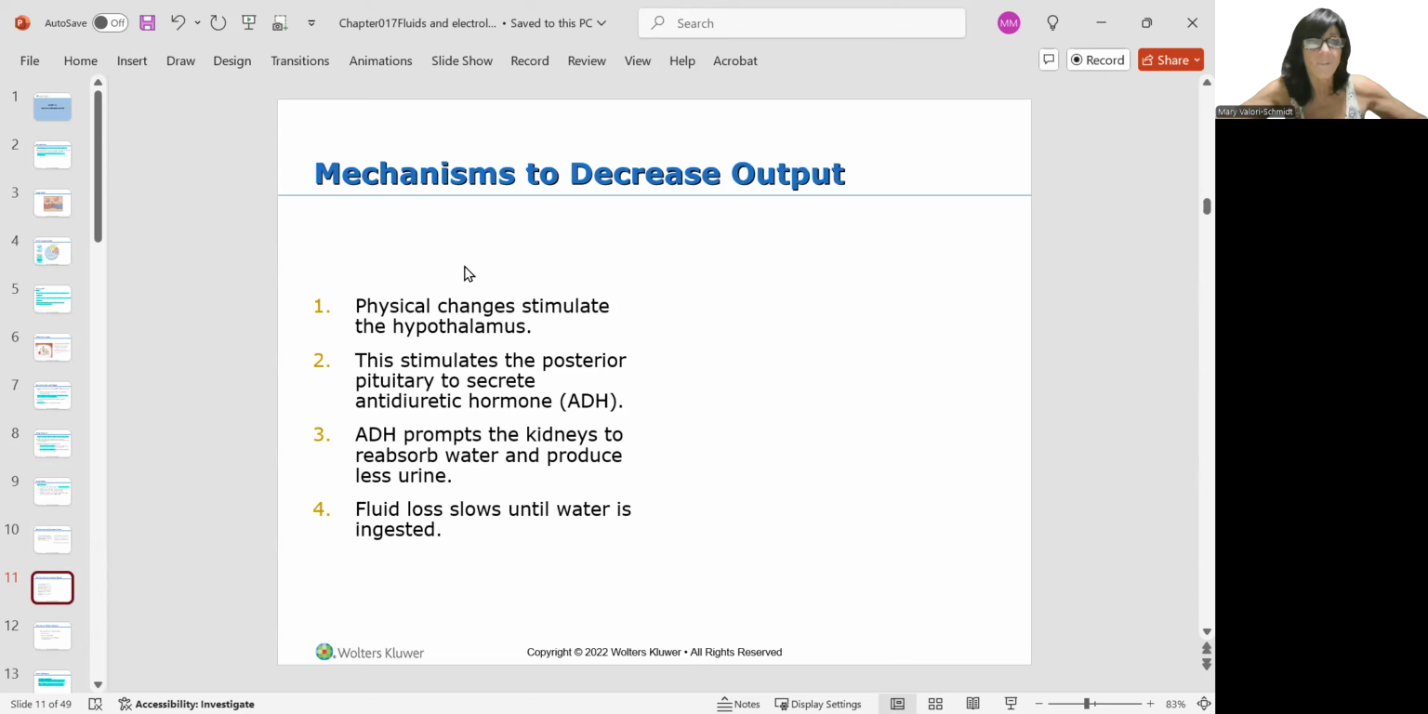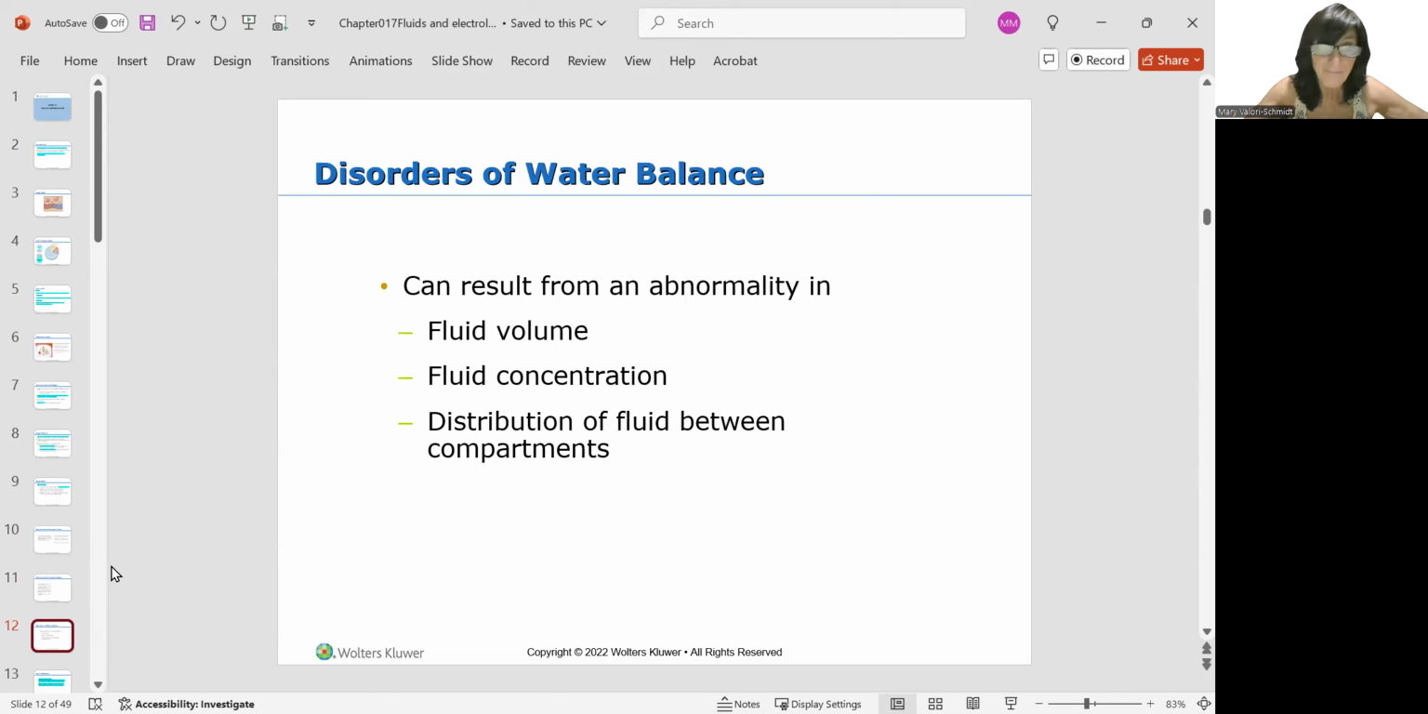And your body slows down getting rid of fluid until you either go drink some water or things get corrected in the body. Pretty amazing. Okay. So what can cause disorders of fluid balance? You can have fluid volume problems. You could have fluid concentration problems. And then you can have a problem with how the fluid is distributed in the body.